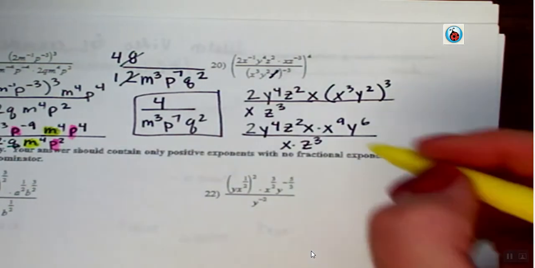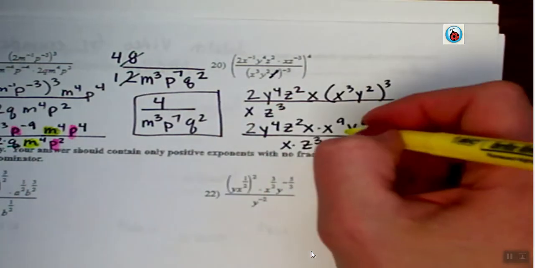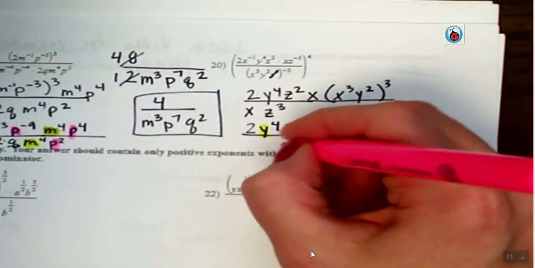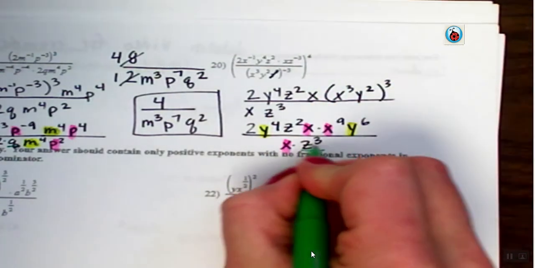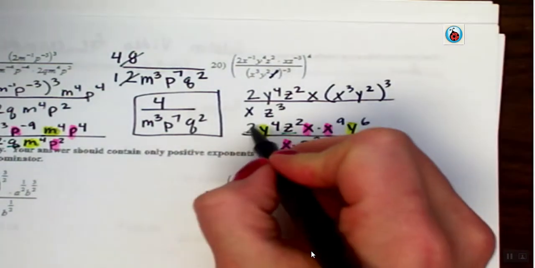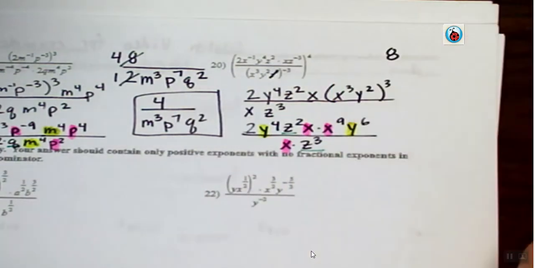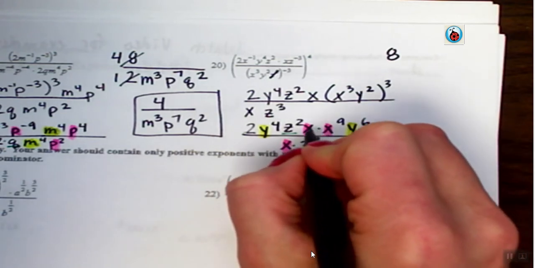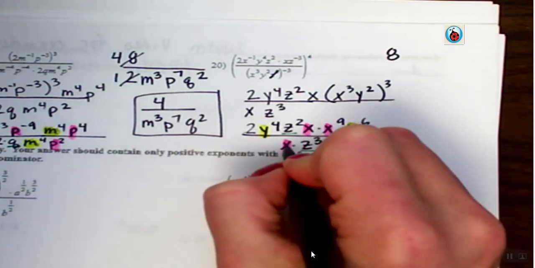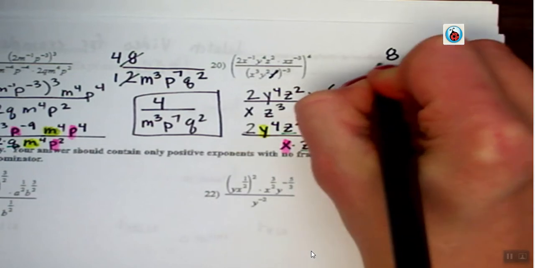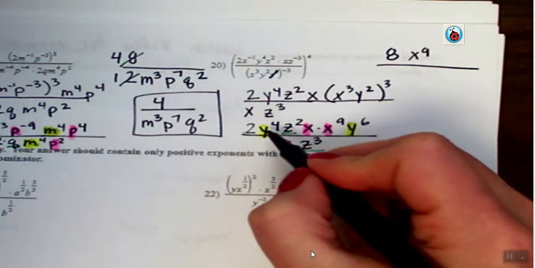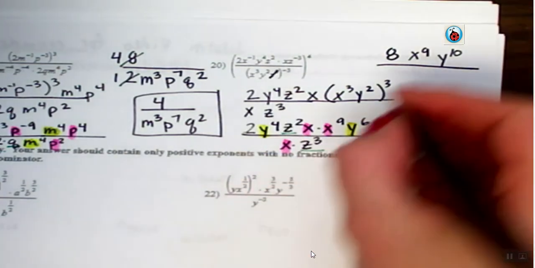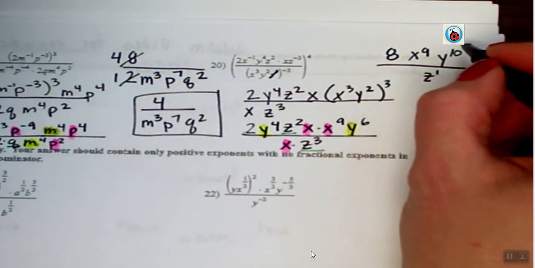Okay, and combine. We've got y, x, z. Okay, 2 times 4 is 8. X to the 10th over x, so that's x to the 9th, y to the 10th, z to the 1st in the denominator.